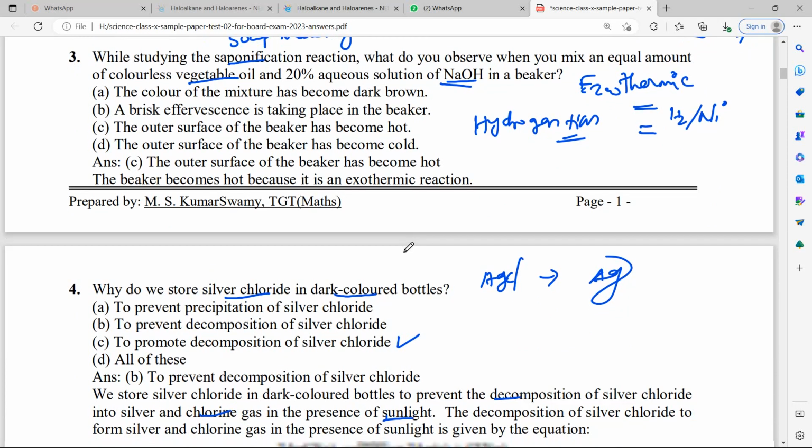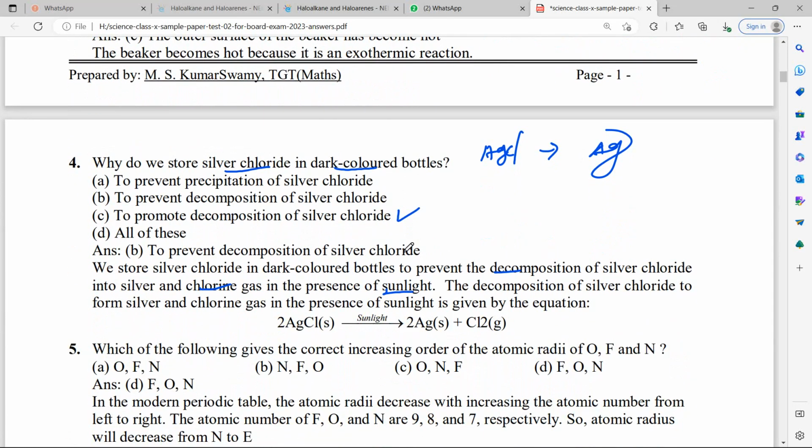So, just have an idea about this equation. AgCl gives Ag plus Cl2, right? So this is what I have written. I have not completed it, but this is the right equation here.